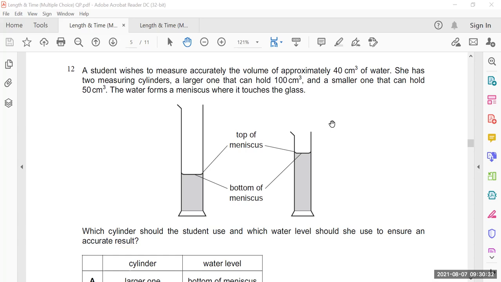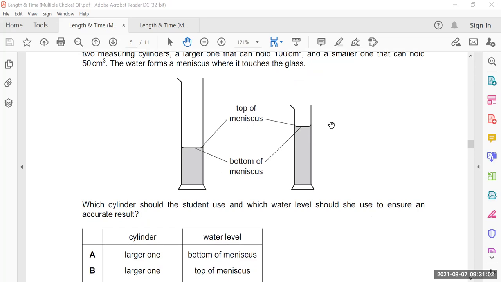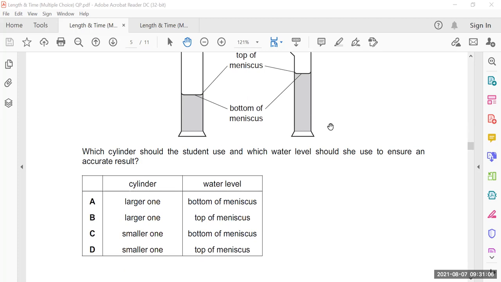Go through the statement, children. Read it once or twice. Which cylinder should the student use and which water level should she use to ensure an accurate result? One is a large cylinder, the other one is a smaller cylinder. And definitely we will go with the smaller cylinder. And in the smaller cylinder, options C and D are there.